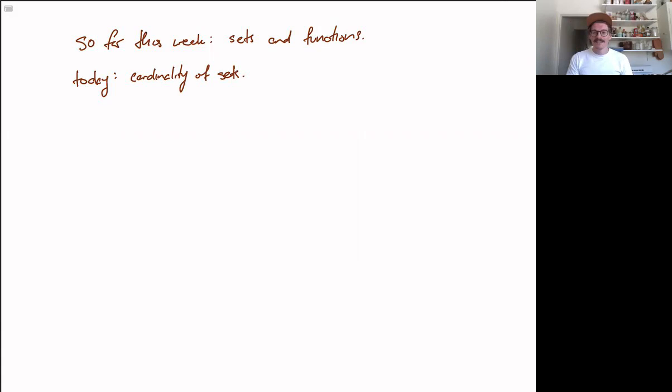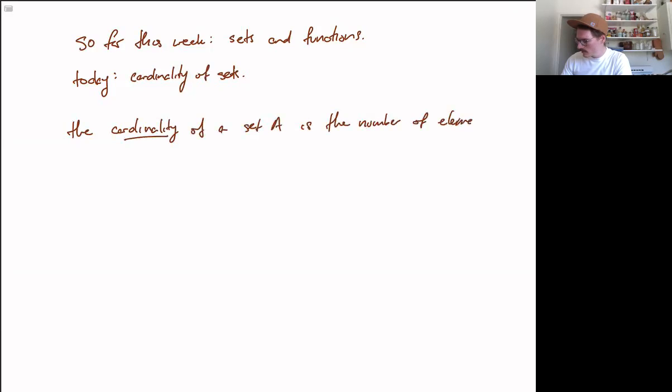So I'm excited about this lecture because cardinality is a really nice topic with some, I think, very nice proofs that I am going to get to explain to you today. So let's get started. What is cardinality, for starters? The cardinality of a set A is the number of elements. So it's the size of the set.